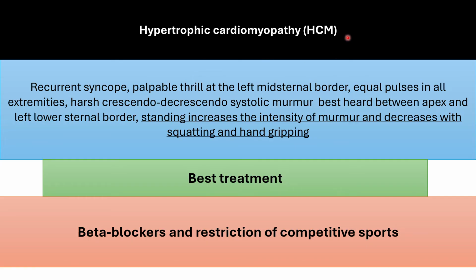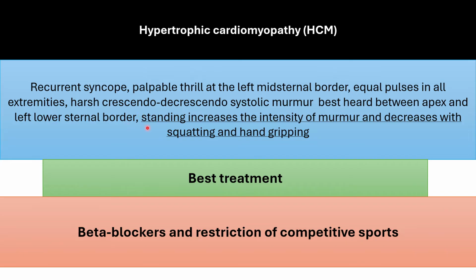Hypertrophic cardiomyopathy is one of the most important causes of cardiac death. If the patient survives, the symptoms are recurrent syncope, palpable thrill at the left mid-sternal border, or palpable thrill on the chest, equal pulses in all extremities, so it is not coarctation, harsh crescendo-decrescendo systolic murmur, best heard between the apex and the left lower sternal border.